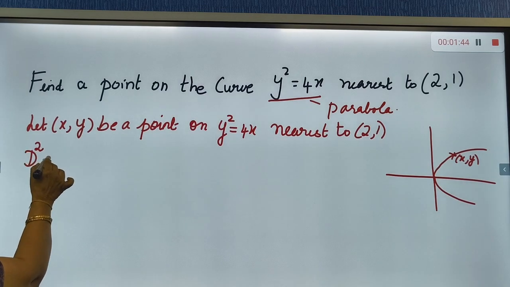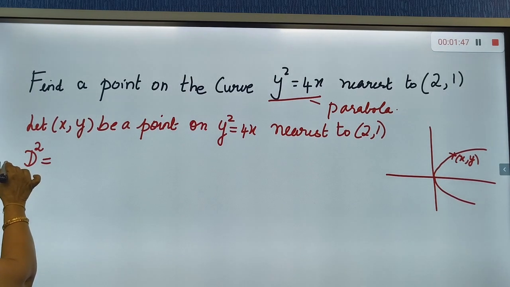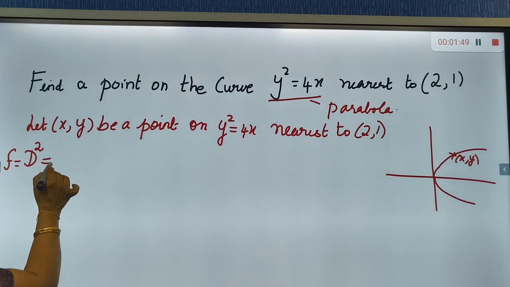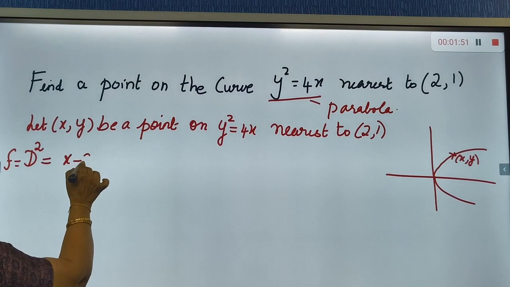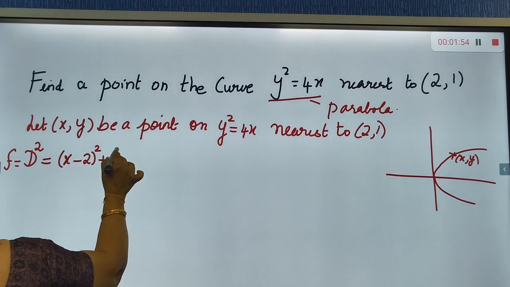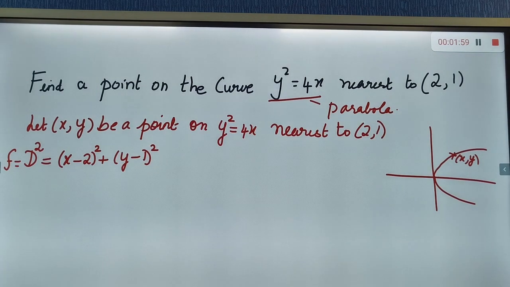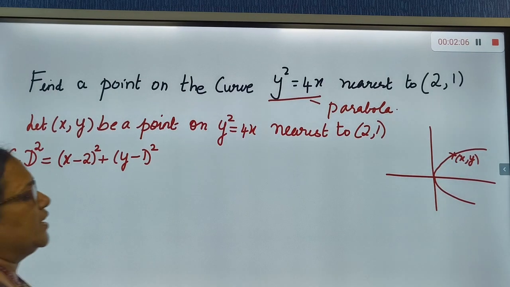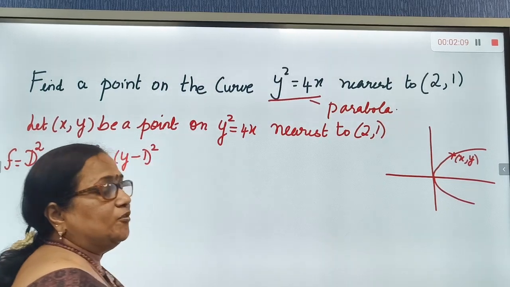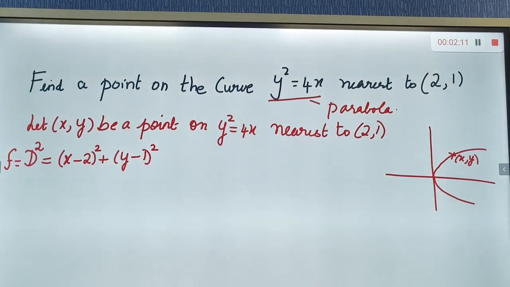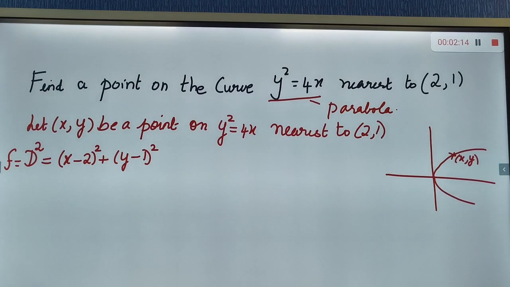Okay. Then what will be the distance? D square, which let me call it as say f, will be x minus 2 the whole square plus y minus 1 the whole square. I am using distance formula. We have to find minimum f. Okay. So there are infinitely many points on the parabola. We want to find that point on the parabola y square equal to 4x which is closest to, nearest to, which is at a minimum distance from 2, 1.